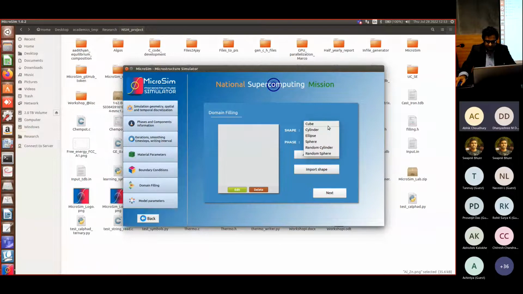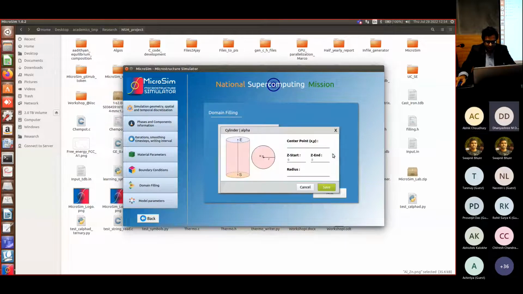So there are different filling possibilities. You can fill the cube, cylinder, ellipse, sphere. You can use a random cylinder, which will be a random filling of cylinders of different sizes, or a random sphere. So random cylinder, cube, ellipse are possibilities for 2D simulations, whereas sphere and random sphere are for 3D simulations. So let's say I do add cylinder. It will give you a prompt for how you want the cylinder to look.